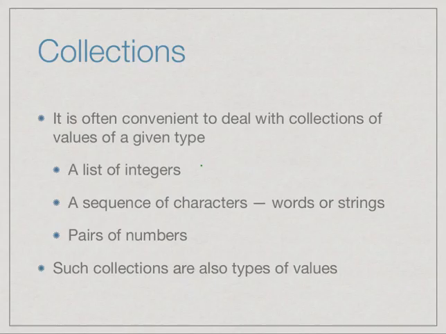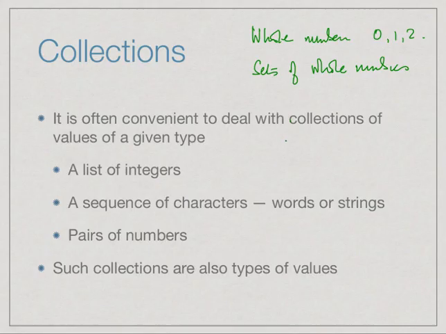The other interesting notion is that of building collections of values. If we have whole numbers, then we have individual values 0, 1, 2. Now we can have sets of whole numbers, for example, in mathematics. A set of whole numbers is a collection of whole numbers, say 1, 3, 7, and we write it with some notation to indicate the collection, say maybe curly brackets and commas.